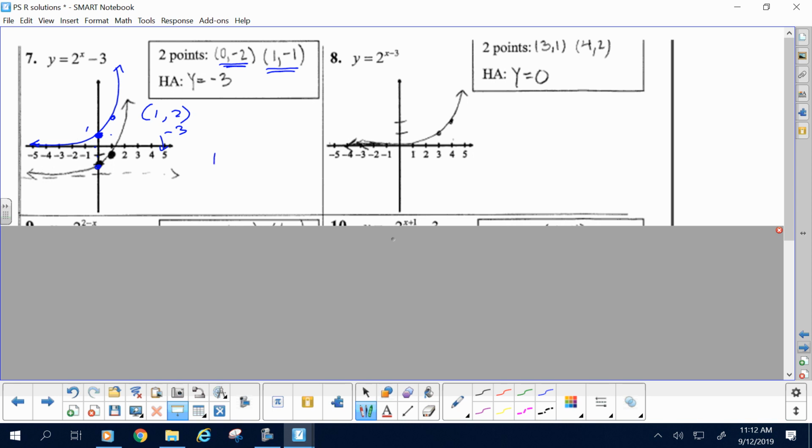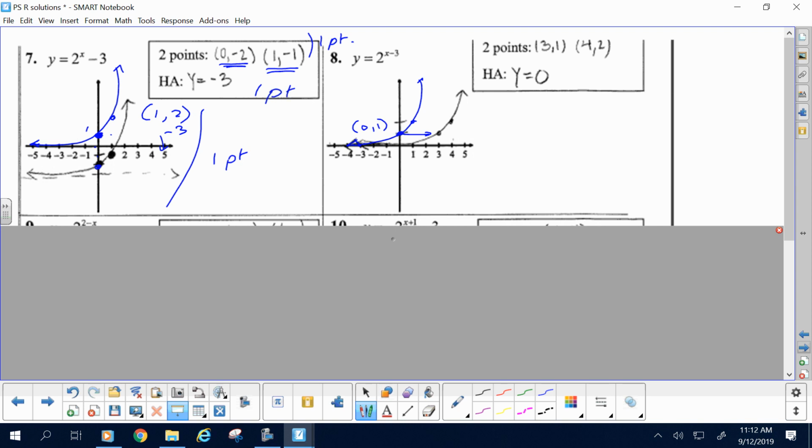This is 1 point for the graph, 1 point for the asymptote, and 1 point for the points, 3 points altogether. All right? This then is right 3, so instead of these points, I'm going to move them right 3. If I take the 0, 1 point and move it right 3, what changes? The x or the y?